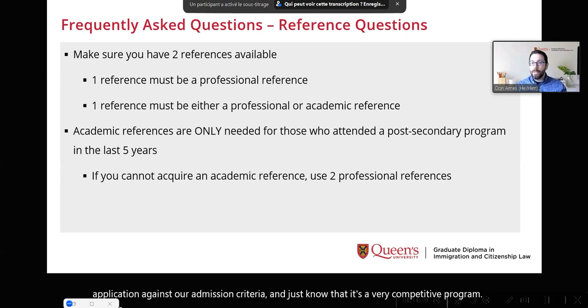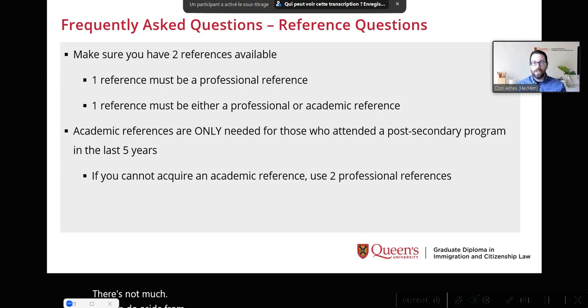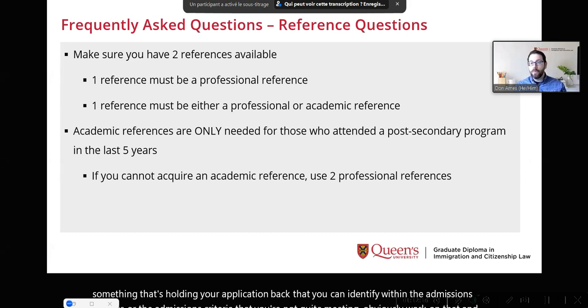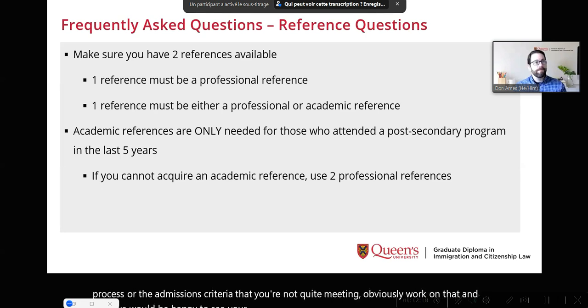There's not much we can do aside from just say that you can apply again. You're welcome to. But if there's something that's holding your application back that you can identify within the admissions process or the admissions criteria that you're not quite meeting, obviously work on that. And yeah, we would be happy to see your application again.